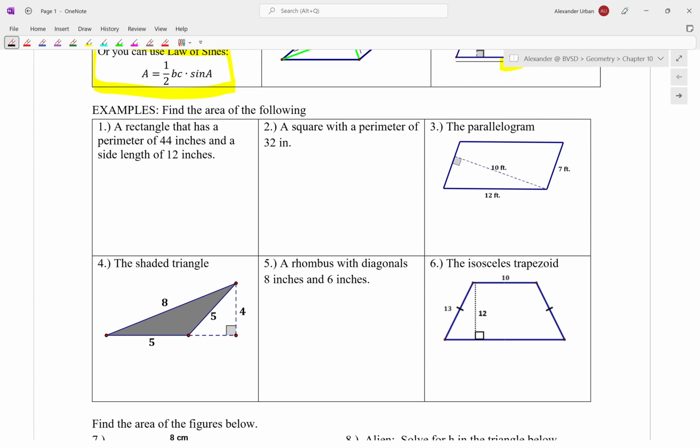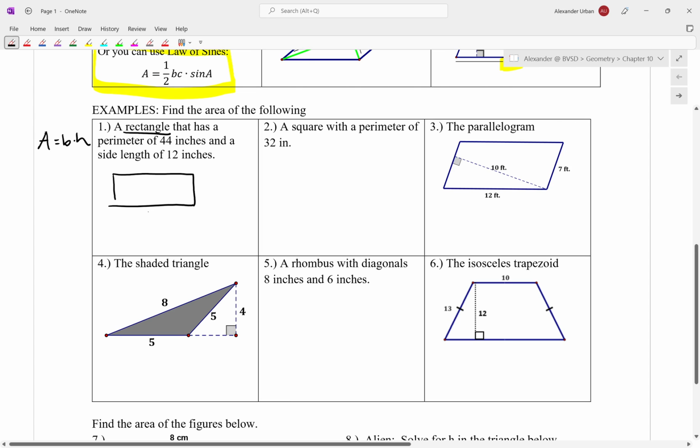So our first shape is a rectangle. The area of a rectangle is base times height. We have a perimeter. We have some side lengths. So I need to analyze the problem now by drawing a picture. So a side length of 12 means the other side is 12. So that's 24 for our side lengths.